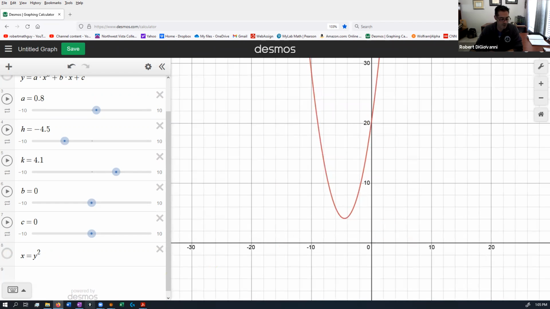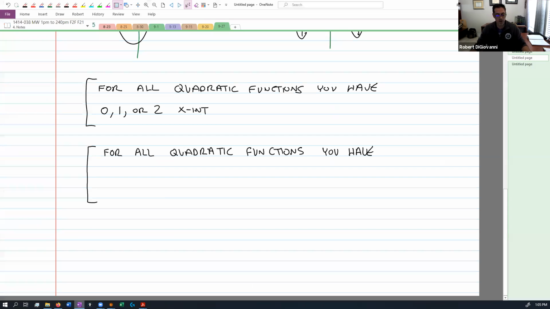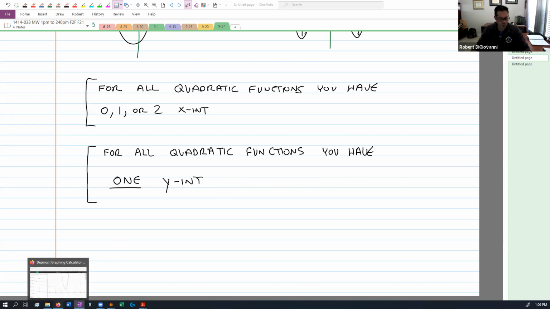So for us, all quadratic functions of the form that we're talking about have one, right? One y-intercept. Now, there's a couple of other things we want to talk about, all right? This one is more of a visual thing.